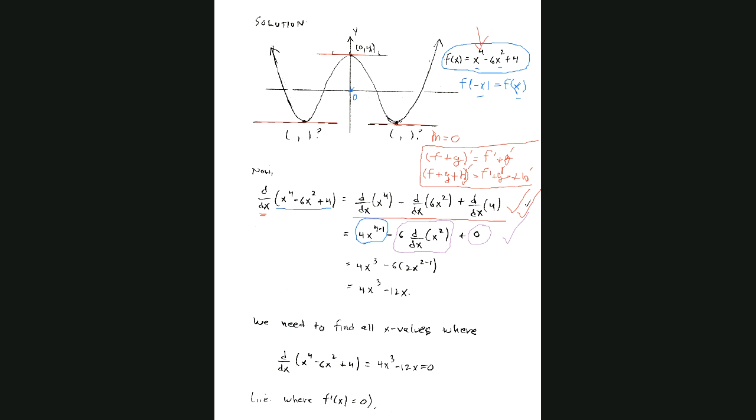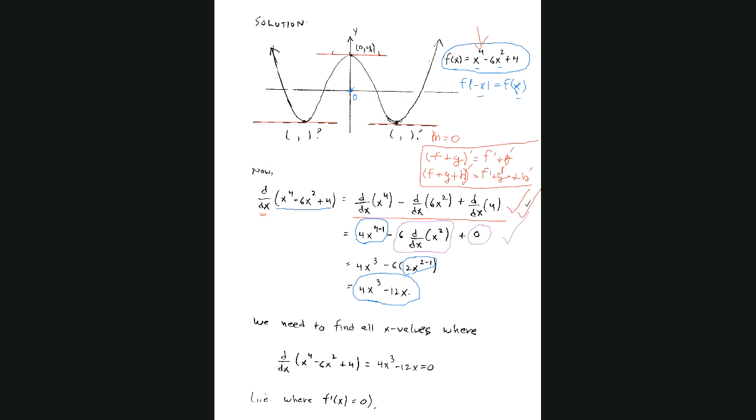Okay, well, now we're going to apply the power rule to the derivative of x squared, and that gets us 2 times x to the 2 minus first power. And so the derivative of x to the 4th minus 6x squared plus 4 with respect to x is going to equal 4x cubed minus 12x.